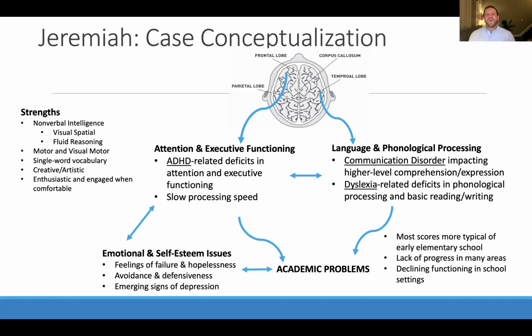So Jeremiah, whether it was processing information verbally or visually or whatever, we were seeing a slowness to Jeremiah's processing, and that was creating challenges with being able to keep up with the pace of even conversation or instruction or day-to-day activity. Okay, so that was a really important finding.